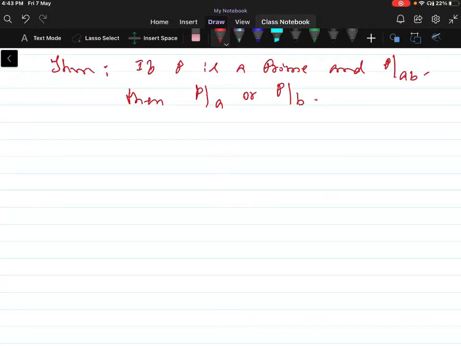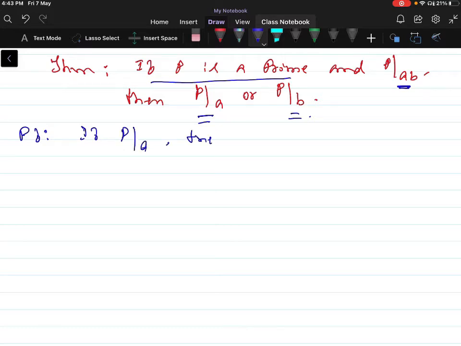So we'll move to the theorem. If p is a prime number and p divides ab, then you have to prove that either p divides a or p divides b. Let us move to the proof. If p divides a, then there is nothing to prove in the result.